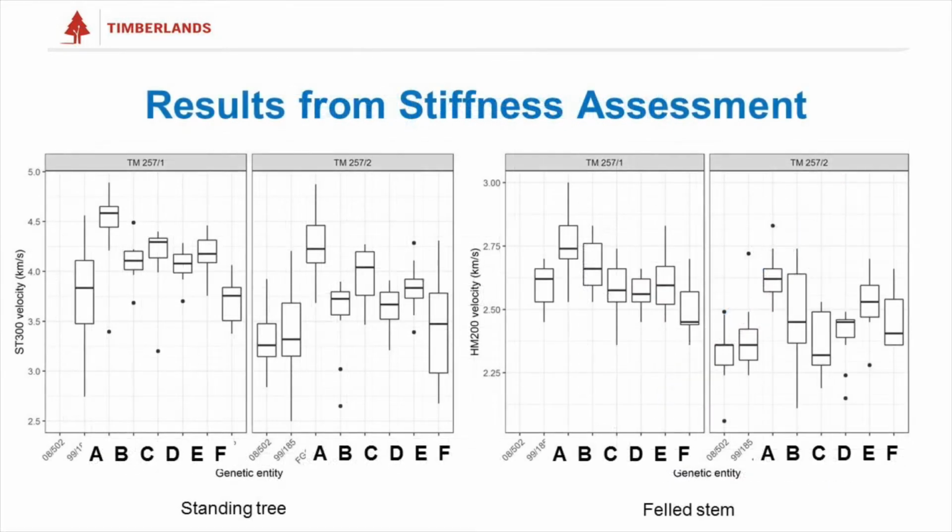Moving on to wood stiffness, we again see large differences among the genetic entities in the trials, but these differences do not mirror the trends observed for wood density. For example, clone C, which had low wood density, had relatively high wood stiffness measured on both the standing tree and felled stems. This is not unexpected, as wood density and wood stiffness are not well correlated in the core wood. What it also highlights is that simply relying on wood density as an indicator of core wood quality could lead to some erroneous conclusions.